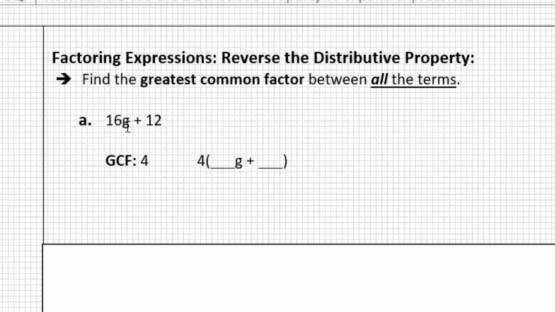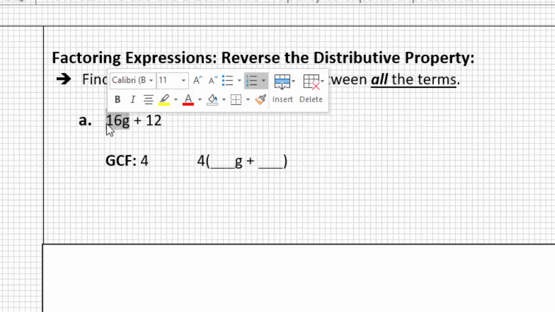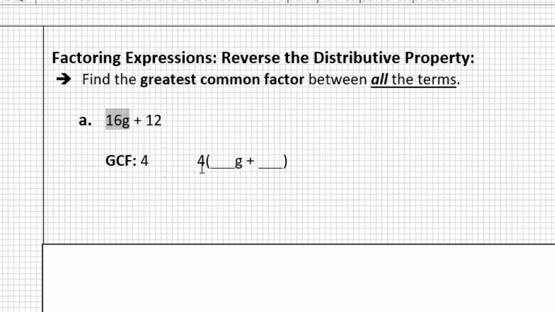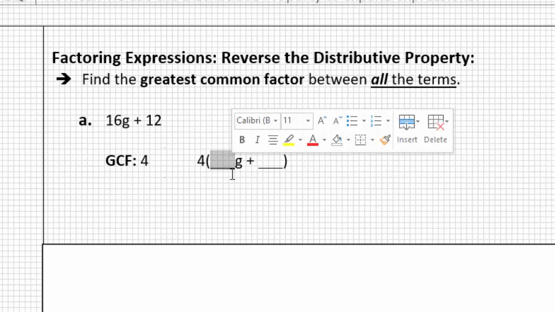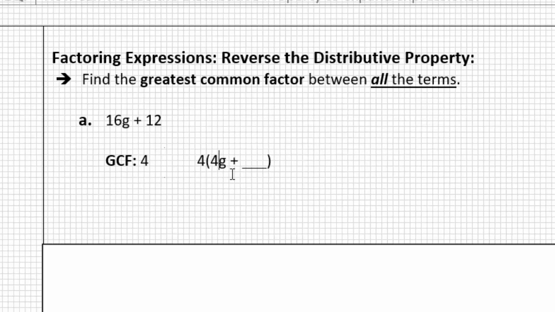Here's what I mean. Let's start with the term 16g. So what times 4? You can see I already have the variable g here, so we just have to worry about the number 16. What times 4 equals 16? Well, 4 times itself, 4 times 4 equals 16. So we can rewrite this as 4g, because 4 times 4g equals 16g.